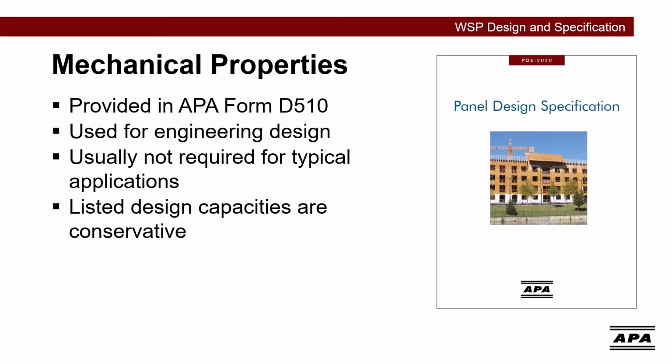However, there are times when engineering design is necessary. This could be when a project requires specific panel properties or capacities beyond standard ratings. In the following slides, we'll explore how to use APA's Form D510 for an engineered design. This session is based on the most recently updated edition of D510, released in 2020. This publication is scheduled for update in 2026.